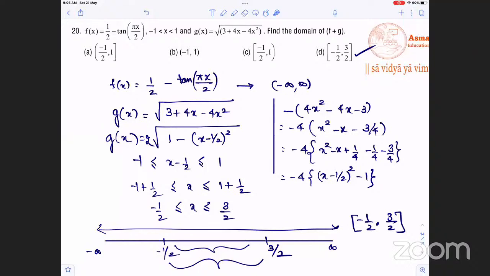Sir, Mr. K. Prajwal has a question: should we consider the common domain even for these types of questions also? Common domain, if it is f plus g or f minus g, etc., we consider only common domains. Common domain means intersection.